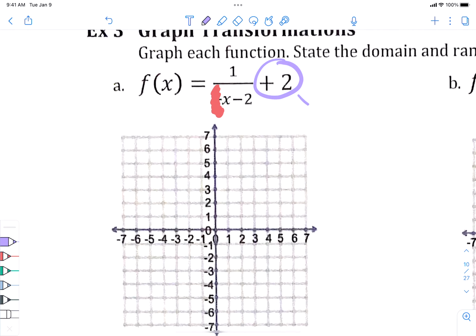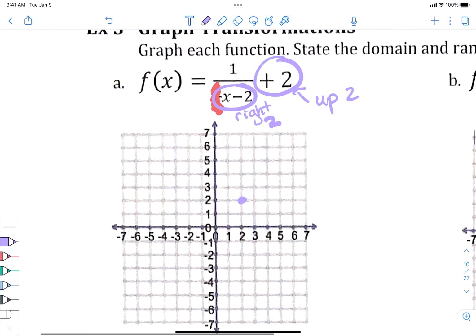This plus 2 is going to move him how? Up 2. This 2 right here moves him to the right 2 because minus means right. So right 2. So I'm going to go right 2, up 2, and I'm going to put a dot. And then what? That's the dot where my vertical one and my horizontal one come together.